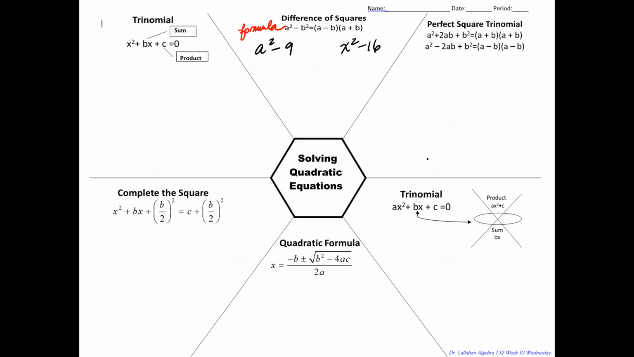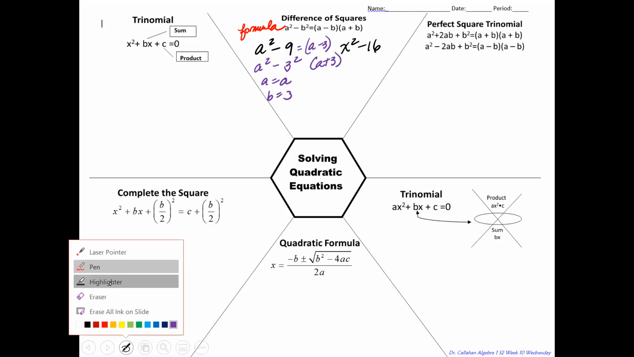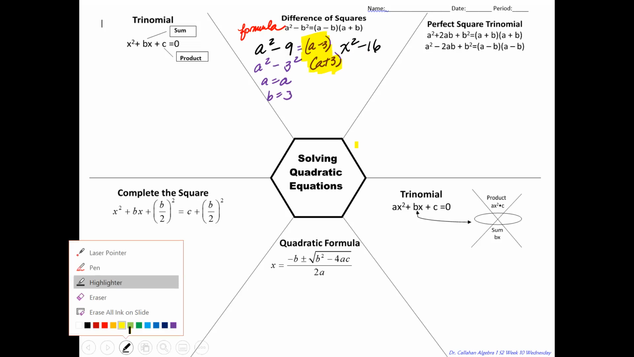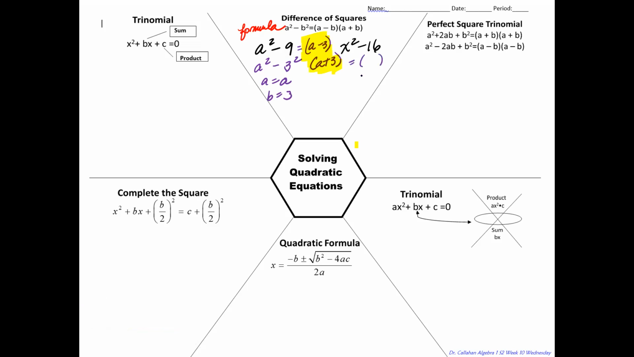With a squared minus 9, notice that it's a squared minus 3 squared. So you can say that a equals a and b equals 3. Then your answer in this case is just going to be a minus 3, a plus 3. And that is your answer. Now you're going to try x squared minus 16, and write it into 2 different parentheses. What is that going to equal?